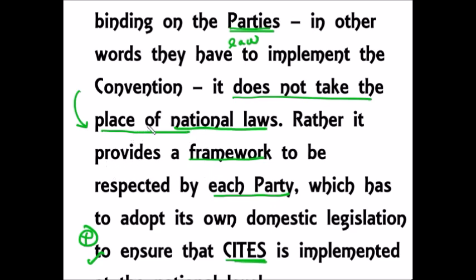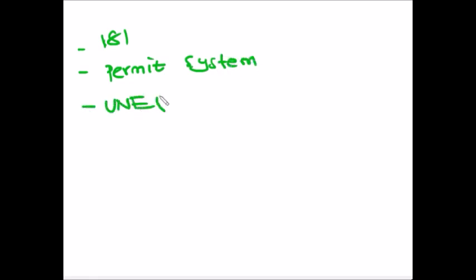Now let's briefly discuss the important points for the prelims 2016 examination. The important points in this CITES Convention are: total membership is 181 and it has a permit system. About the permit system we already discussed. It works under the UNEP, United Nations Environment Programme. The secretariat is located in Geneva. Geneva is in Switzerland.